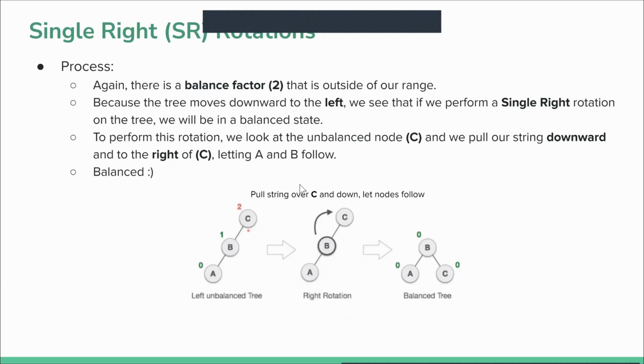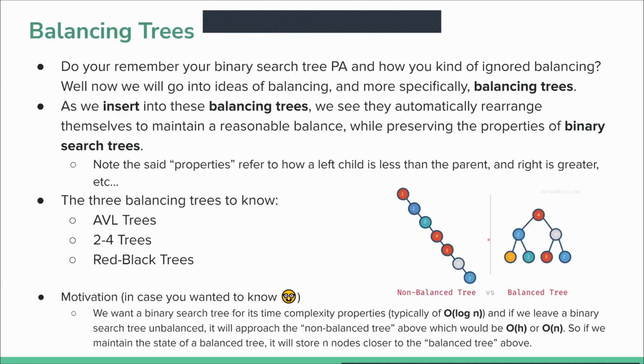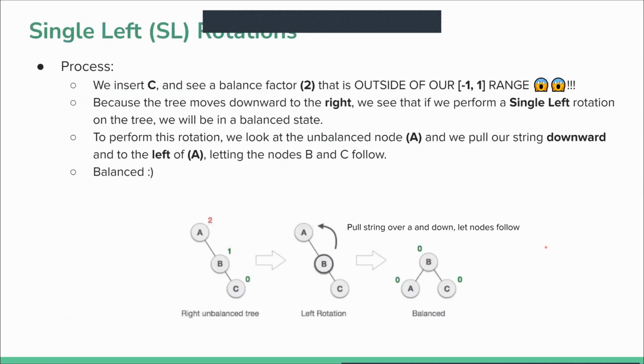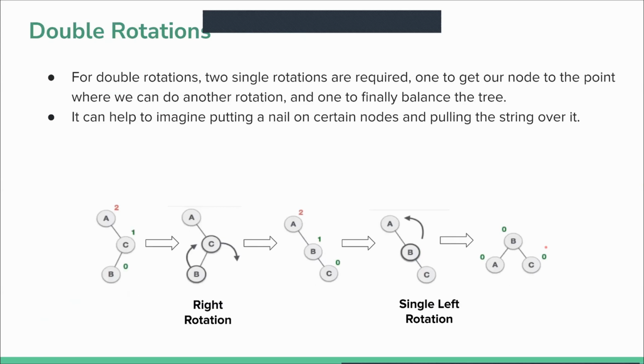And we notice that if we perform a single right, which is described here, where we pull this whole thing over C and downward, we will be in our balanced tree state where the balance factor for each node is 0. And that's actually ideal, right? In the case I keep referencing, all the balance factors would be 0. You could calculate that yourself. Maybe practice that if you don't quite understand it. Just look at a binary search tree and see if it's balanced. The ideal is 0, 0, 0, but it doesn't have to be.